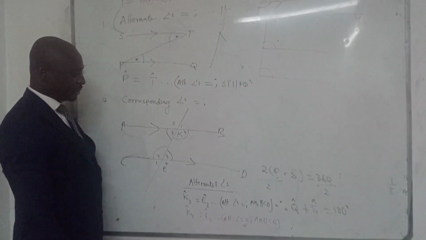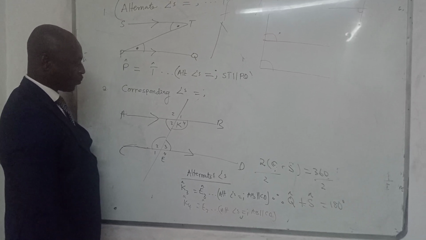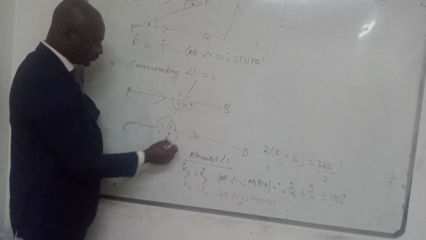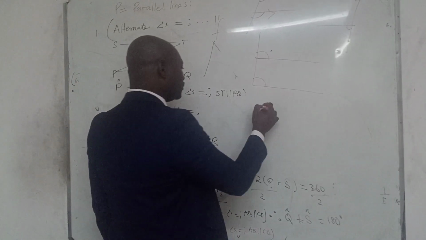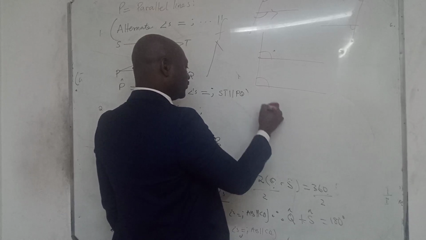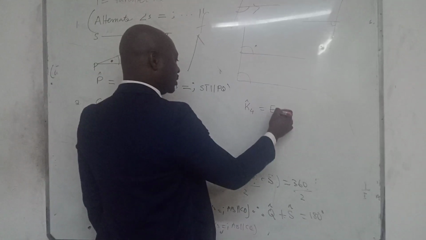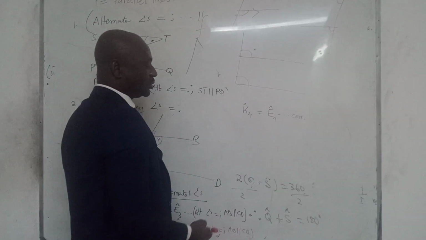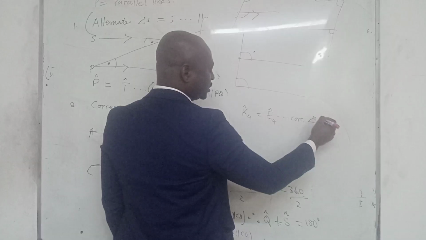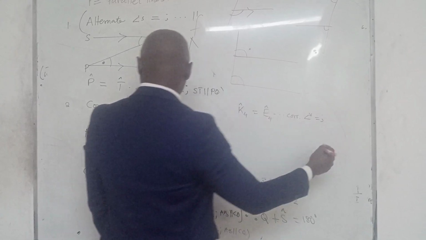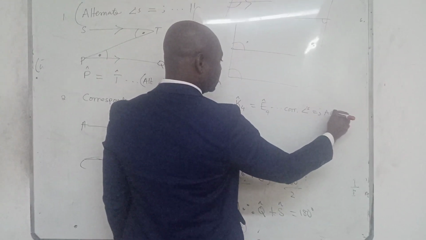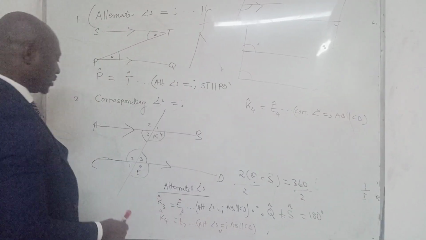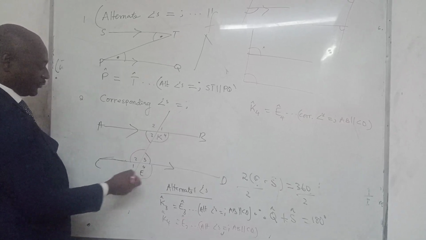Which angles are corresponding here? K4 and E4 are corresponding. So from here we say angle K4 is equal to angle E4, corresponding angles are equal because the line AB is parallel to the line CD. Finish. Is that all? K4, E4 are corresponding.